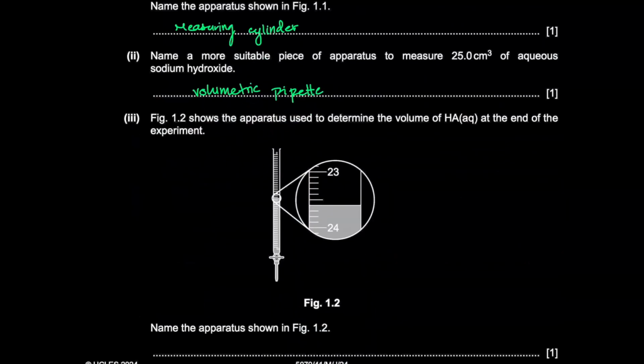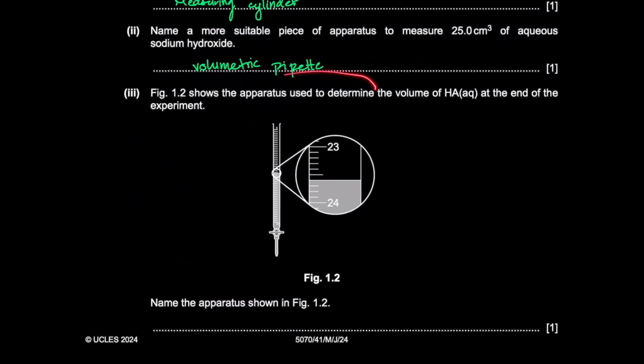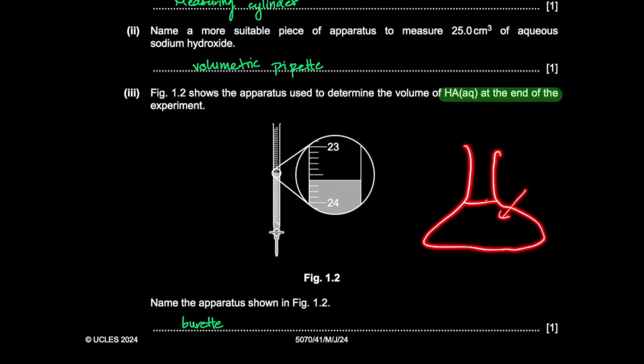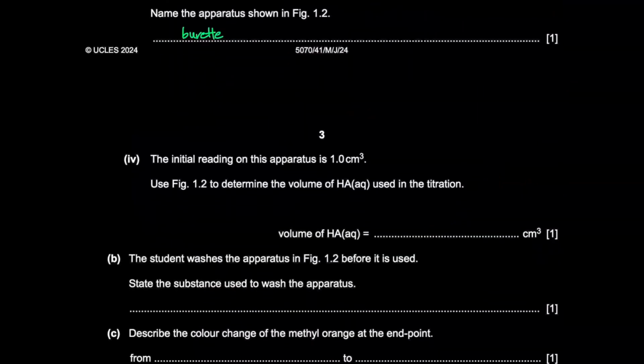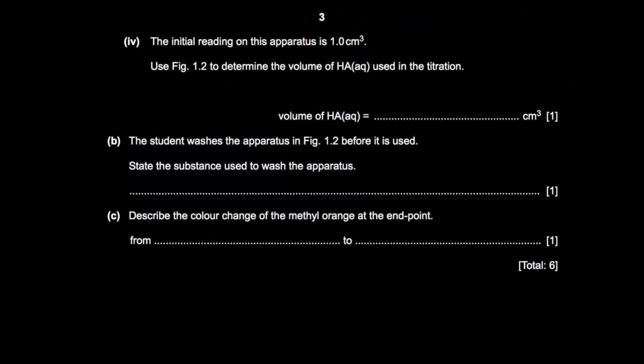Figure 1.2 shows the apparatus used to determine the volume of HA at the end of the experiment. That would be the burette, right? Because in your titration you're adding HA from the burette. Your sodium hydroxide is in the flask, and the acid is being added from the burette. The initial reading on the apparatus is 1 cm. Use figure 1.2 to determine the volume of HA used in the titration.